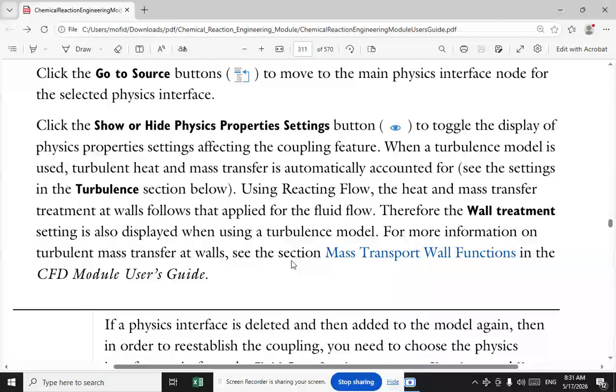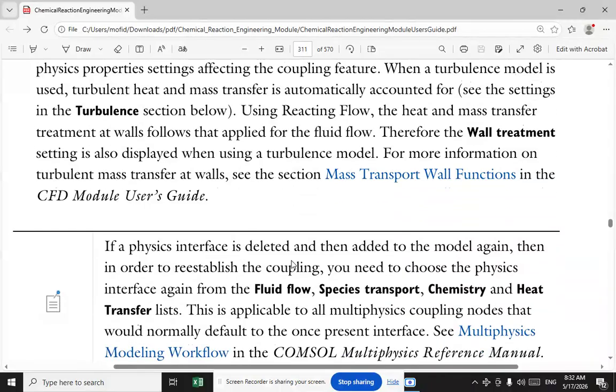When a turbulence model is used, turbulent heat and mass transfer is automatically accounted for. See the settings in the turbulence section below. Using reacting flow, the heat and mass transfer treatment at walls follows that which applies for the fluid flow. Therefore, the wall treatment setting is also displayed when using a turbulence model. For more information on turbulent mass transfer at walls, see the section Mass transfer wall functions in the CFD Module User's Guide.